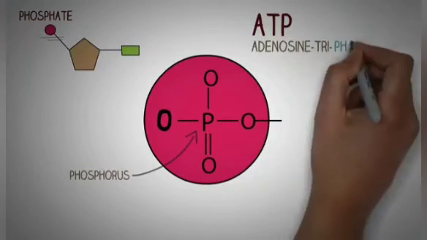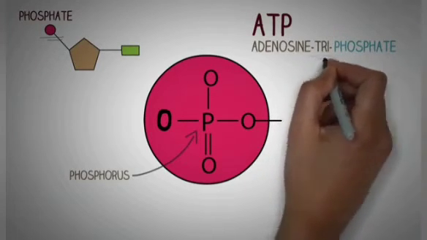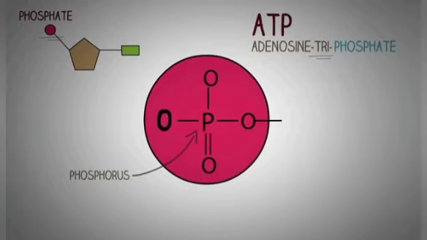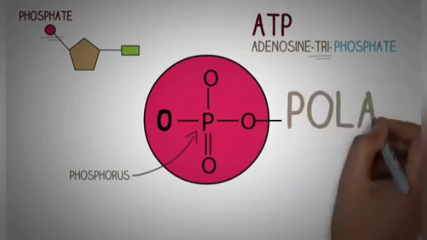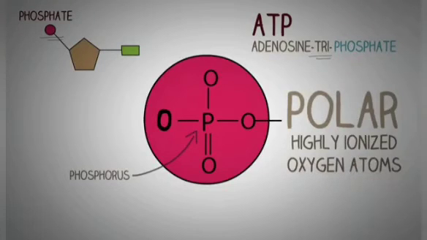However, in ATP we have 3 molecules of phosphate which are attached to one another by high energy phosphodiester bonds. The phosphate group is a polar molecule due to the presence of highly ionized oxygen atoms which impart negative charge to the phosphate group.